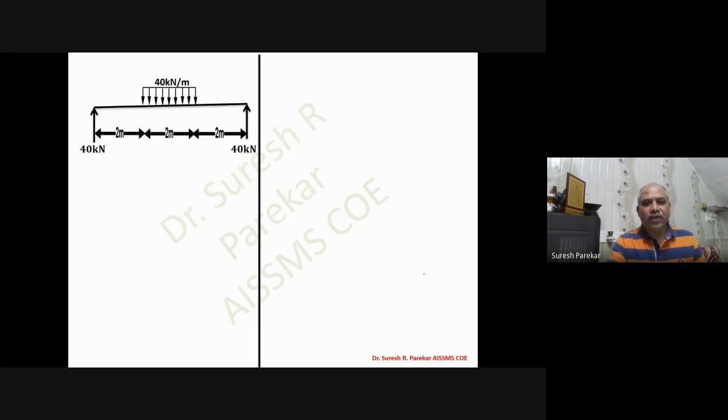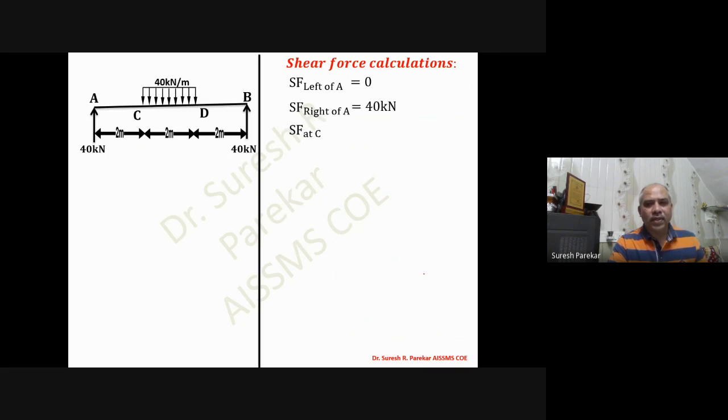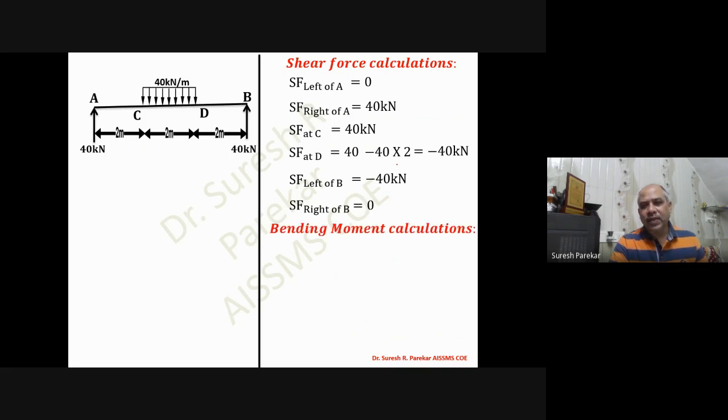Now we will go with 40 and 40. So for the shear force calculation, left of A is 0, then right of A is 40 kilonewton. At C we have no load between A to C, so it remains 40 kilonewton. At D we have 40 minus 40 into 2, that is the load due to this UDL between C to D, and this will be minus 40 kilonewton. Then at left of B there is no load between D to B, so minus 40 kilonewton, and right of B we have 0. So these are your shear force calculations.